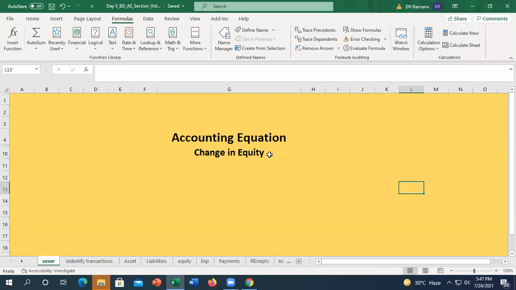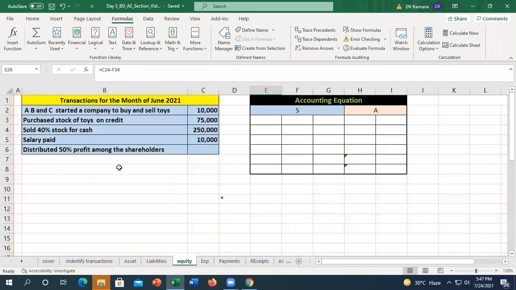Hello and welcome to our conversation on the accounting equation. In this session, we will try to understand the concept of equity and its effect on the accounting equation. For that, we will pick up some transactions and convert these transactions into the accounting equation.